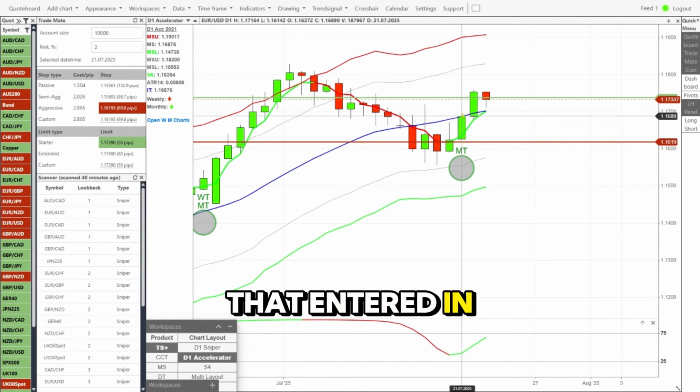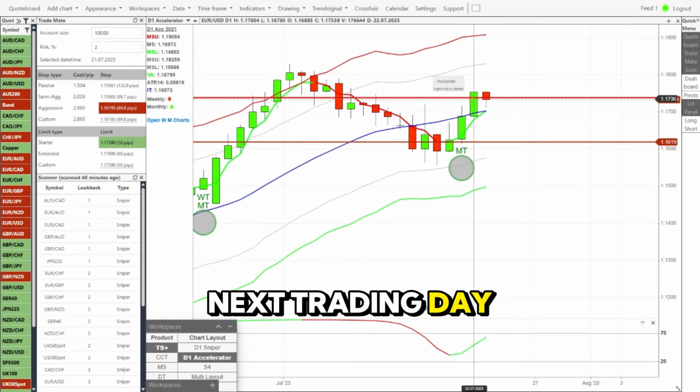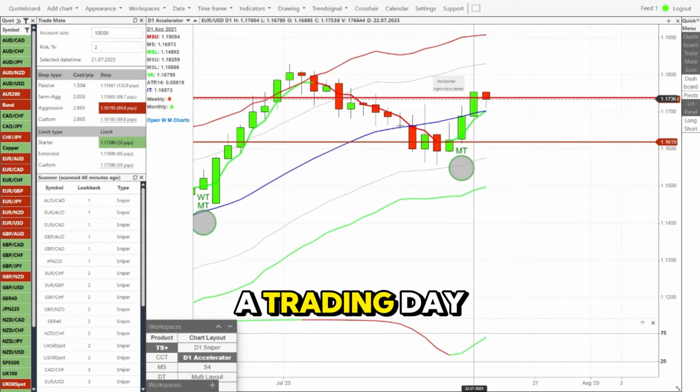And for people that entered at the close of this candle, just where my cursor is now, we shot through it in the next trading day. Not even an entire day, just a trading day. In, out. If it pulls back, if it continues, we don't care. We've taken our profit and we'll wait for the next opportunity to arrive on this market or one of the other 37 that we look across.